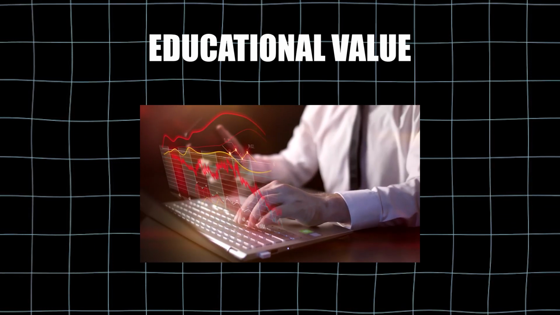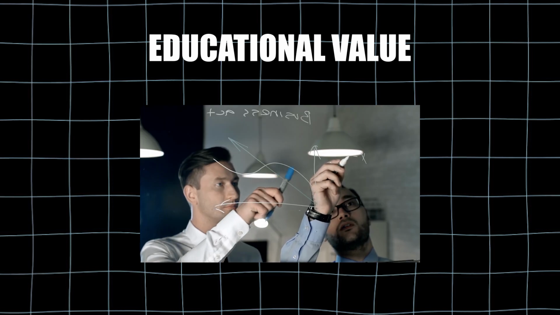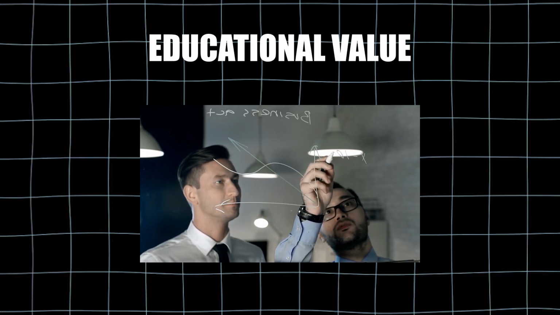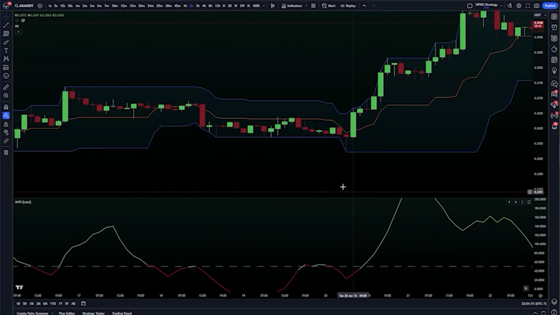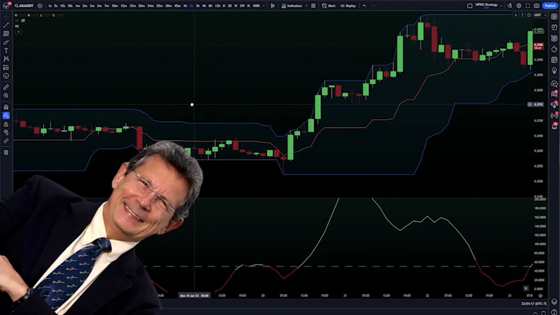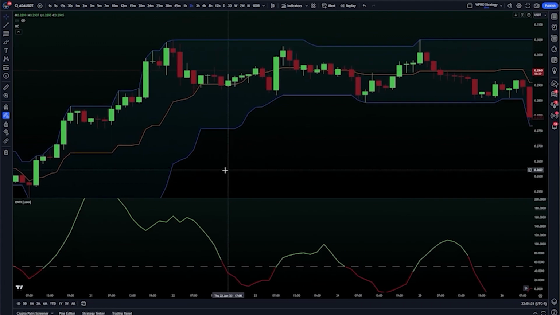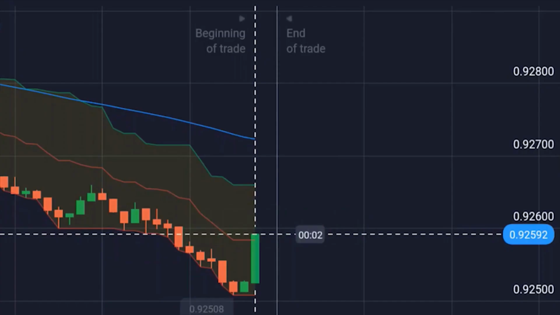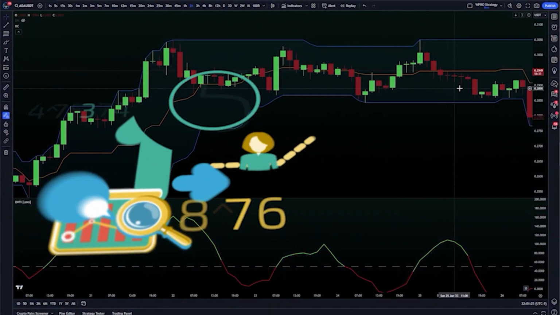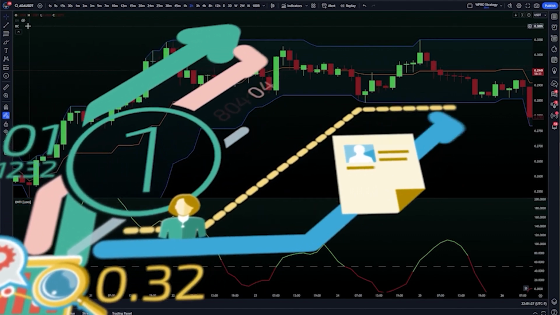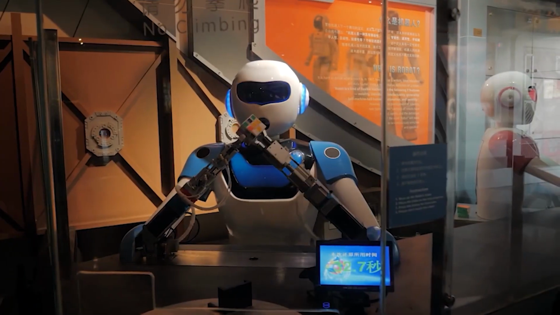Educational value. The strategy offers educational value for traders looking to deepen their understanding of technical analysis and day trading. By dissecting and implementing Larry Williams' approach, traders can gain insights into market dynamics and the importance of adapting strategies to changing conditions. In conclusion, pairing this strategy with basic support and resistance, or even supply and demand, enhances its effectiveness.